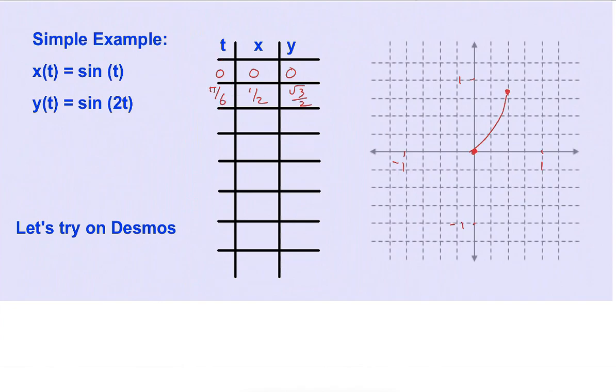We can look at another point, pi over 4. Again, I'm only picking these numbers because they're easy to plug in. I know that the sine of pi over 4 is root 2 over 2, and the sine of 2 pi over 4, or pi over 2, is 1. So I didn't draw this all that well. The next coordinate will be at root 2 over 2, which is about 0.7 or so, comma 1. So my next point will be up here.